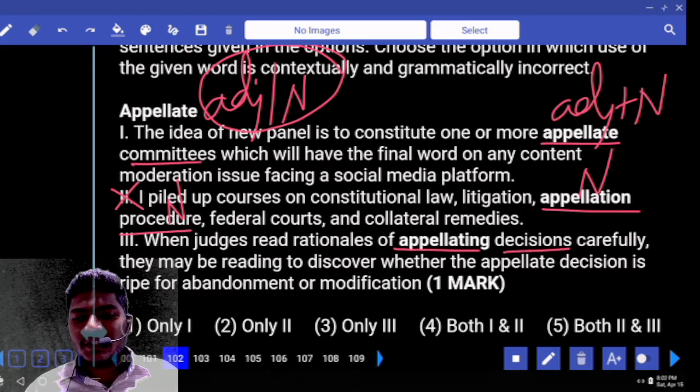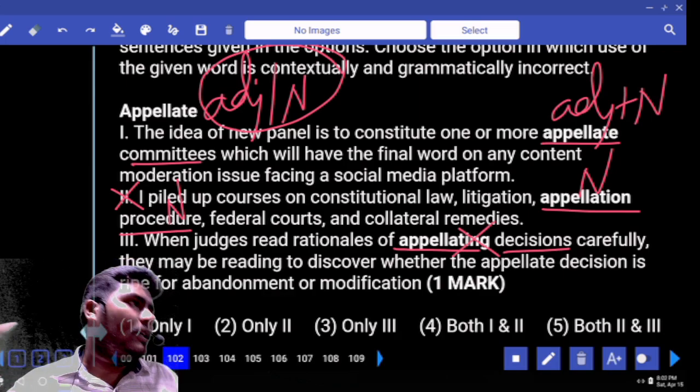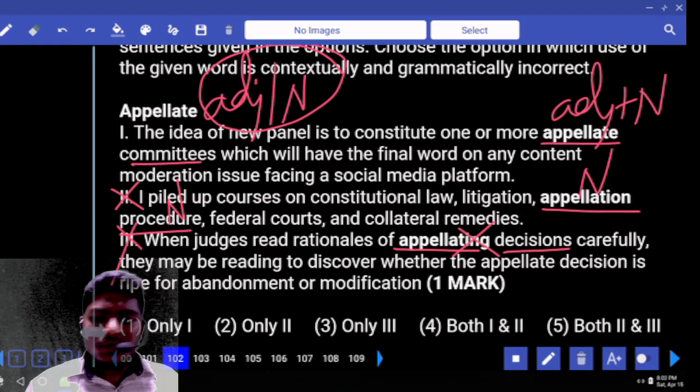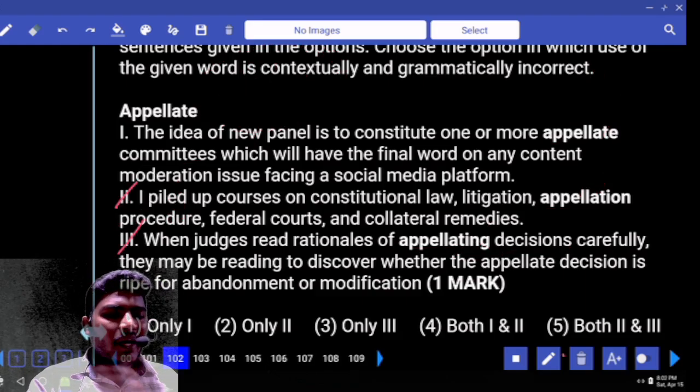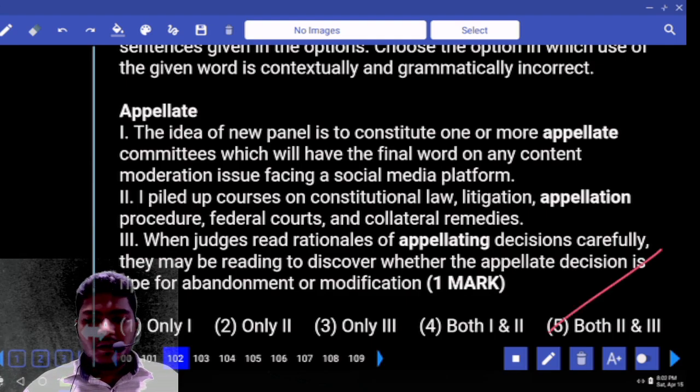Appellating decisions. Remember, in English there is no form as ing with appellate. Eliminate even 3. So what must be your answer? Only 2 and 3, and that was the fifth one.